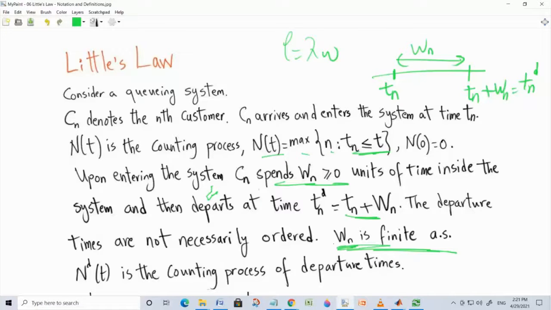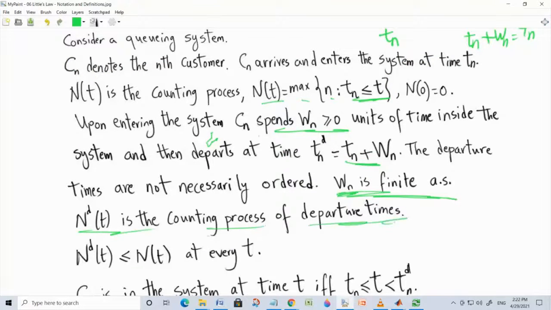Typically, if Wn goes to infinity, we have a problem in the system itself, and we will not be interested in that. Typically, this system will have a growing number of people, and the delay will grow to infinity, and so on. So those are unstable systems that are not of interest to us.